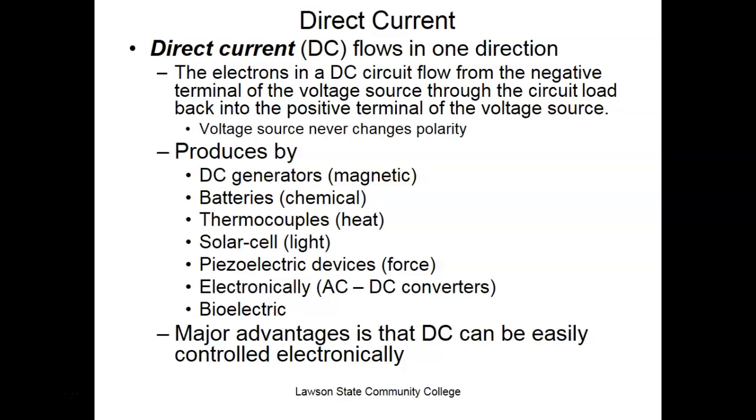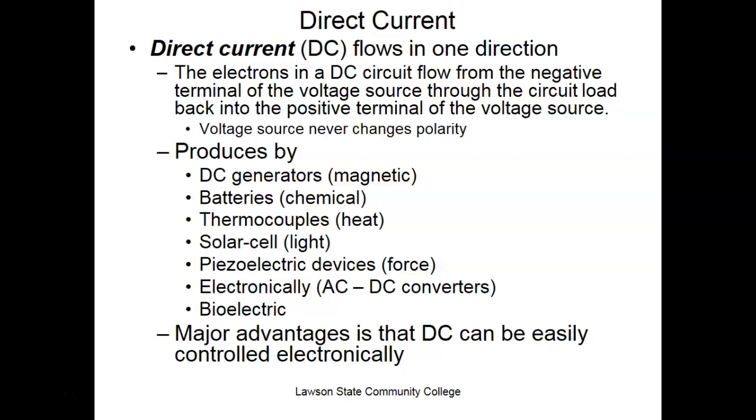So here we have a source, and then we have a source conductor, and we have a return conductor. We don't have that on AC. Produced by DC generators, batteries, thermocouples, solar cells, piezoelectric devices, electronically with AC to DC converters, and then bioelectric. What was the example of bioelectric we used? Yeah, bioelectric devices.